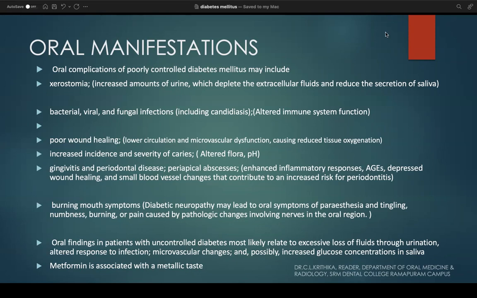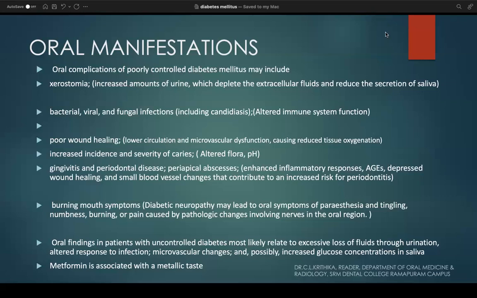There is increased incidence and severity of dental caries, which can be attributed to a reduction in salivary flow, altered oral flora, and also a change in pH, which becomes more acidic. The most commonly presenting signs and symptoms are that of multiple periodontal abscesses and periodontal disease.